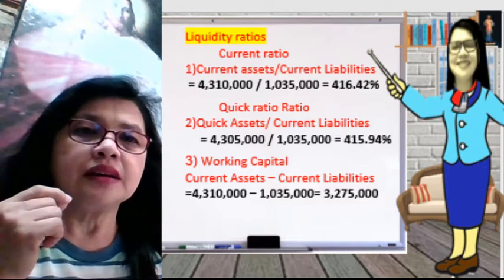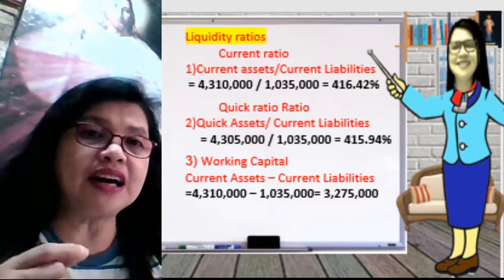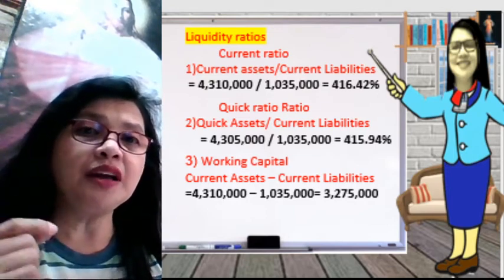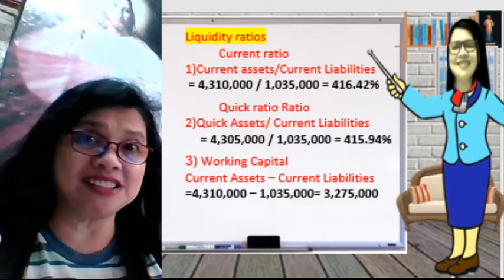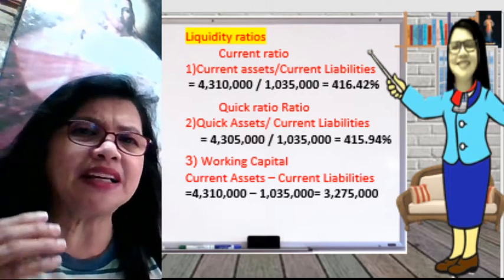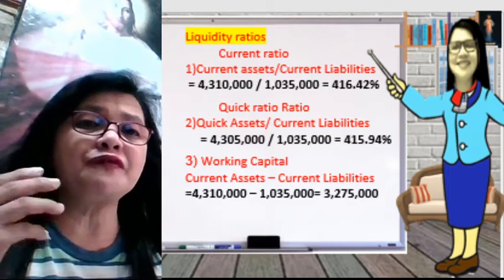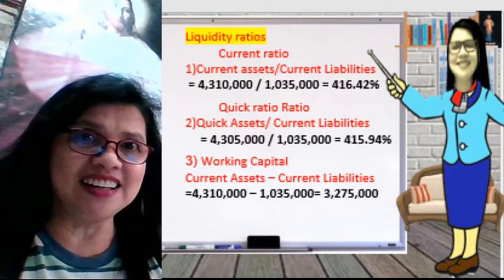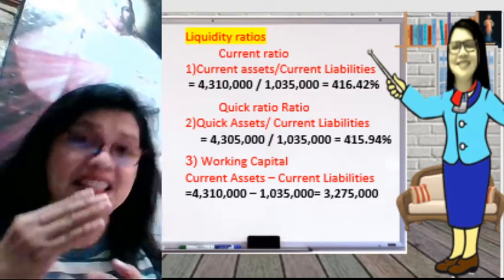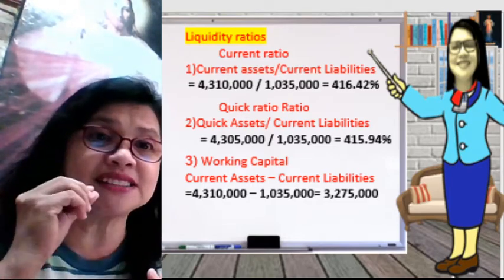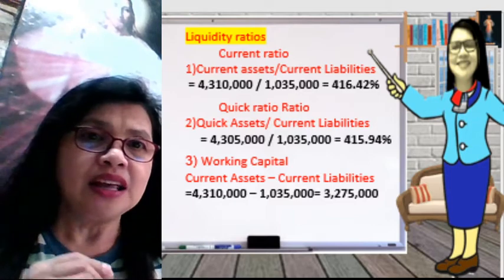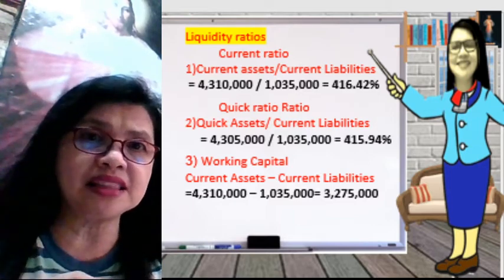So, 4,310,000 divided by 1,035,000 will give us 416.24%. You will notice a very high percentage, meaning the company can pay its current liabilities by 416%. To test more, if really the company can pay its current liabilities, we use a stricter ratio, which we call the quick or acid test ratio: the quick assets divided by the current liabilities.